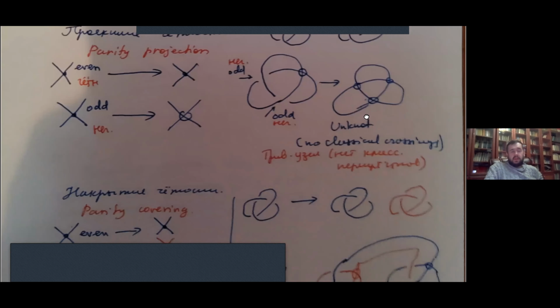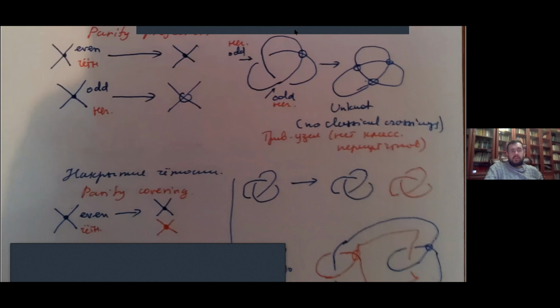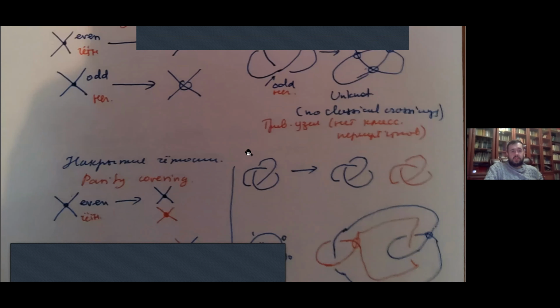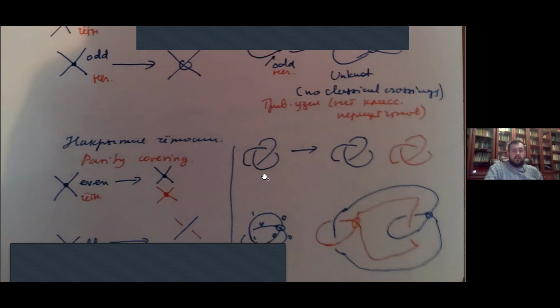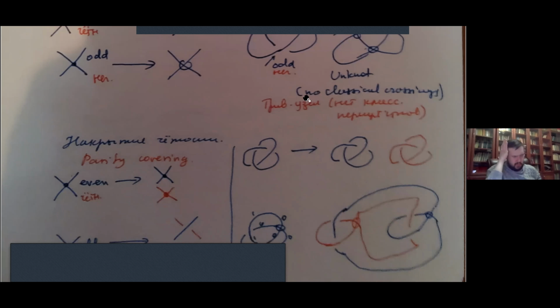Это мы рассмотрели проекцию четности для вот этого виртуального трилистника. Мы получаем тривиальный узел. But we also can consider the parity covering, which means the following. So here I just drew something which is completely odd, which is completely even. А здесь я нарисовал нечто, что совершенно четное. Так что классический узел, например, узел трилистника, у него все перекрестки четные.